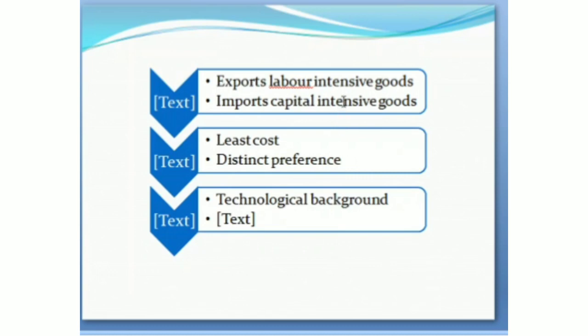Exports labor intensive goods. The former will export its labor intensive goods to the latter and import capital intensive goods therefrom. Next, imports capital intensive goods. After the trade, both the countries will have both types of goods at the least cost. All this means that the theory holds good if the capital abundant country has a distinct preference for the labor intensive goods and the labor abundant country has a distinct preference for capital intensive goods.